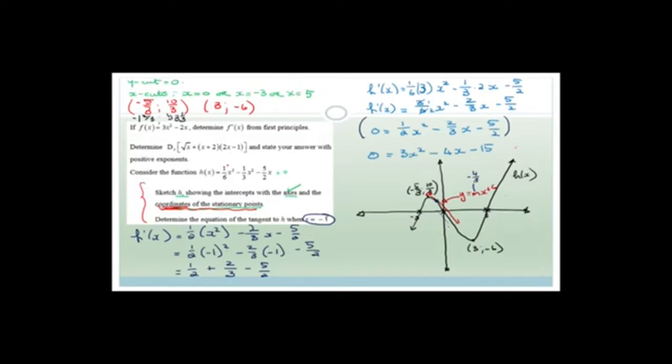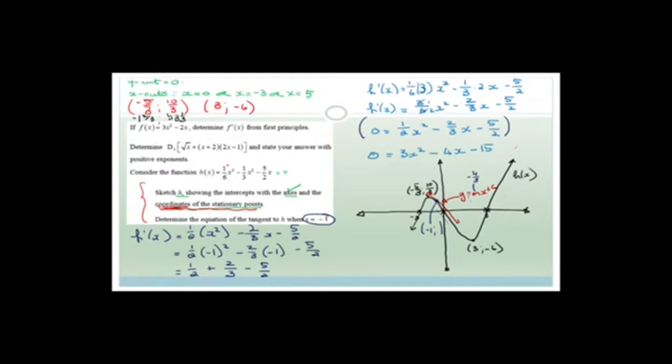And if we look at it, we see that it should be a negative gradient for the simple reason that it actually is sloping up to the left. So we're quite happy with that. Now we need to find out what the y point is of that, because we've got the gradient and we've got the x value there. The x value there is minus 1. We need the y value to be able to substitute into this equation.